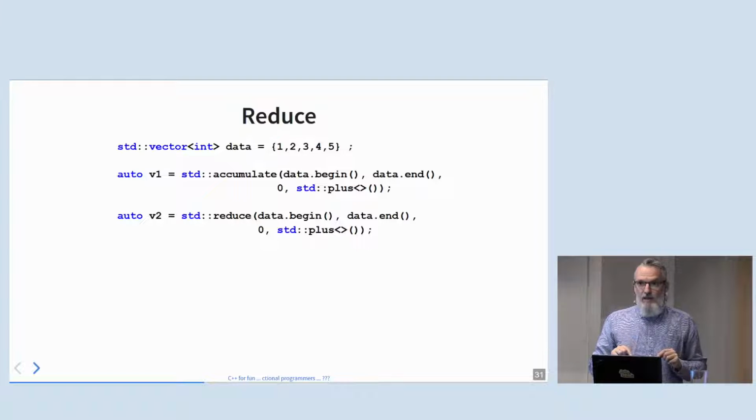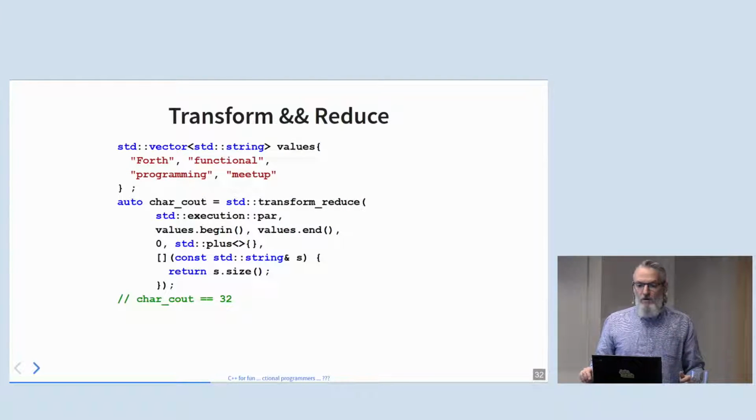Reduce does not care about order. This is very useful if you want to parallelize, because this basically makes reduce a nice function to run in parallel. But some people depend on order, so we have these two versions. And there is also something that puts these things together, transform and reduce. So here I have a string array with strings. I want to know how many characters there are.